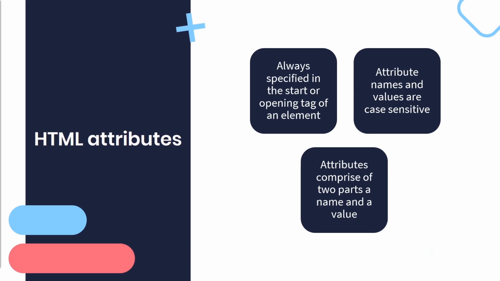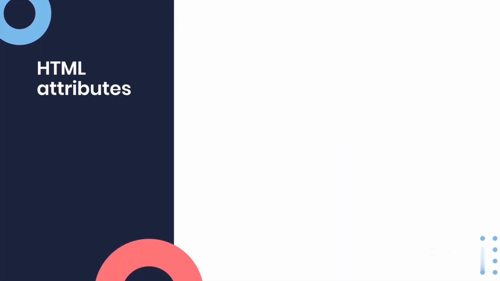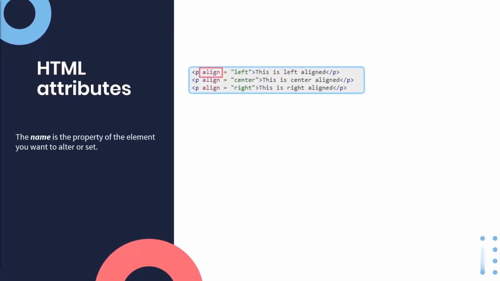Now, this is all good and well, but let's have a look at an example of how an attribute actually works. Now here we have a very typical example of what an attribute looks like, and essentially what we have is this name property, and the name property here that we want to alter is the align property or the align attribute, okay?